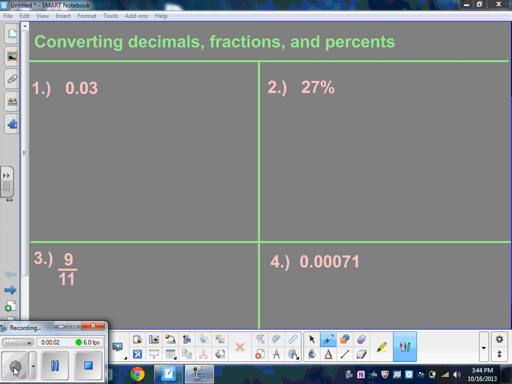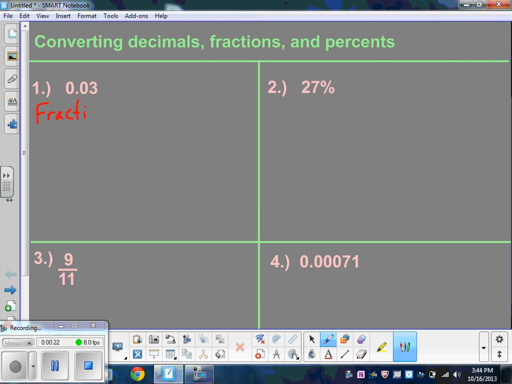In this video, we are going to convert between decimals, fractions, and percents. Let's start with this first example here. We have 0.03. Whenever given a decimal, it's usually easier to go ahead and convert it into a fraction first.